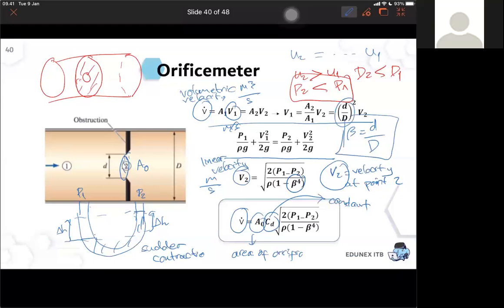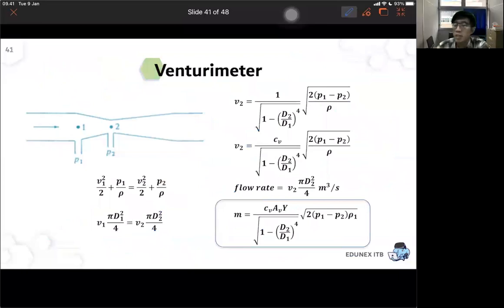Okay. The other type is called the Venturi. So basically, it's the same. It's the same as a reducer, right? So a reducer, by decreasing the diameter, because D1 is higher than D2, then at point 2, same as the orifice, the velocity will be increased, and then the pressure will be decreased. Same, because the diameter is smaller. So smaller diameters will result in higher velocity and smaller pressure.